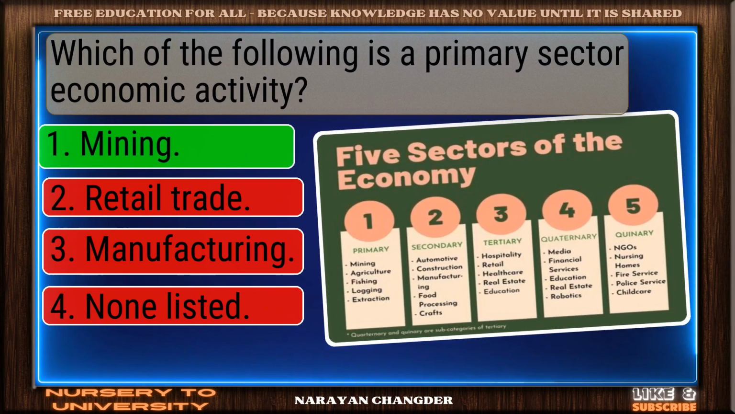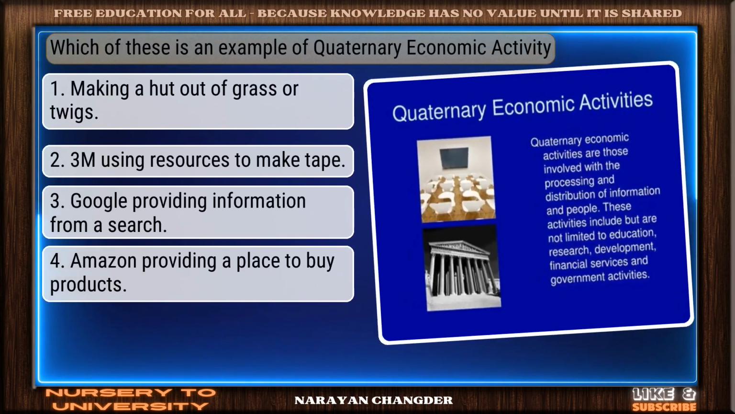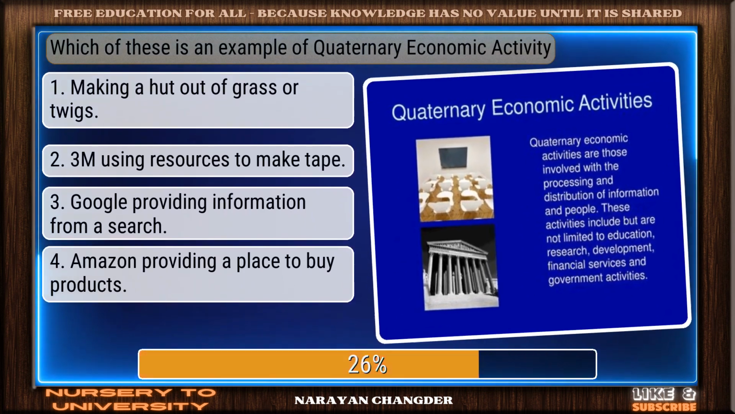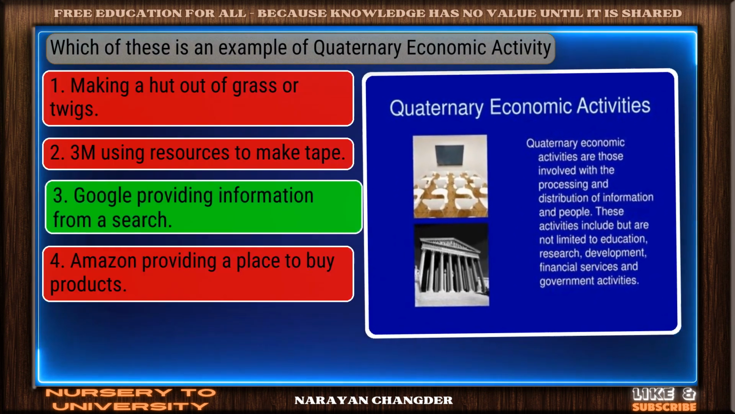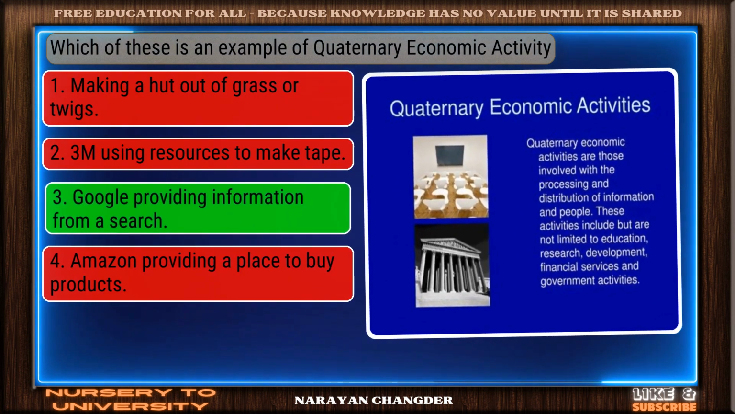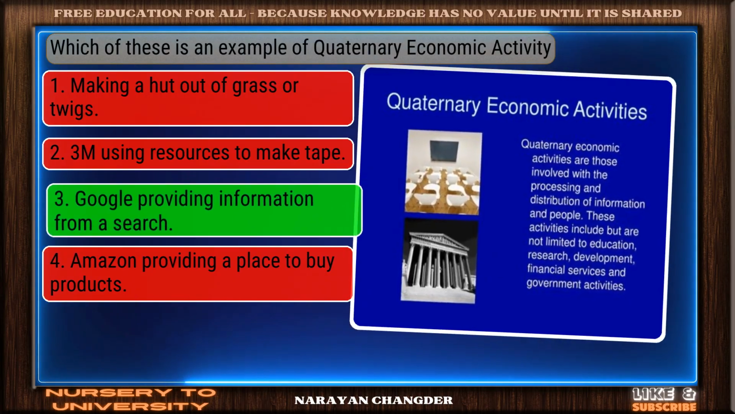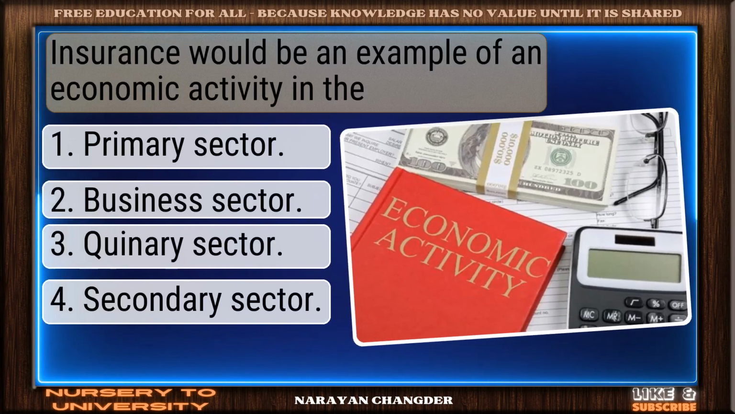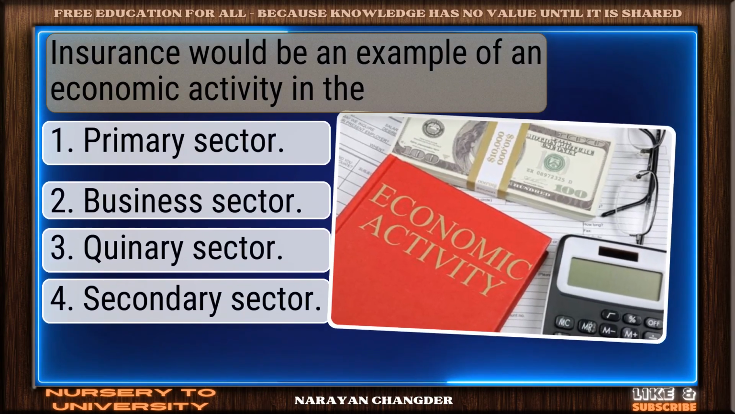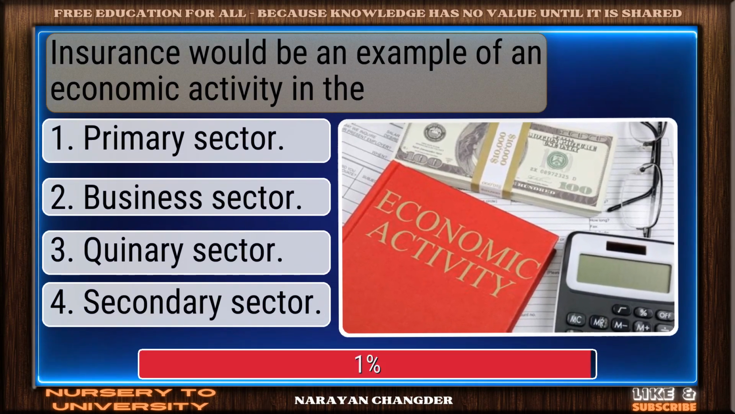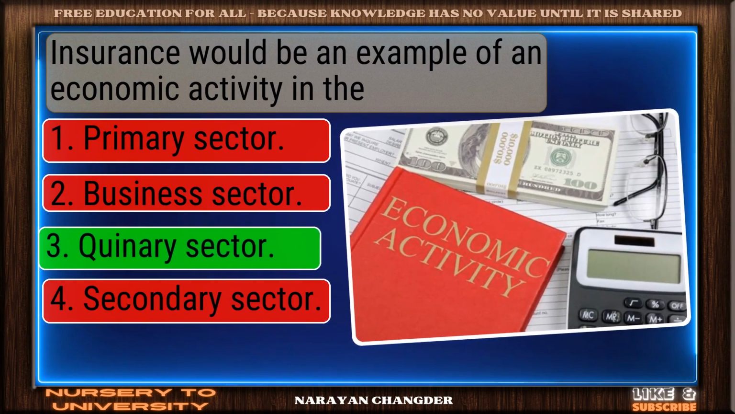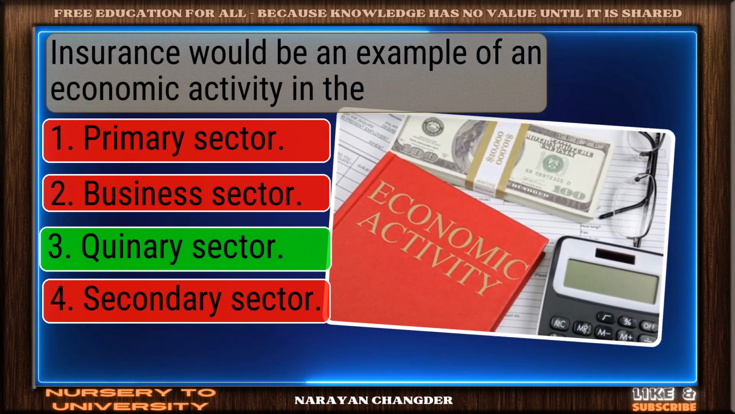Valid point. Mining is true. Which of these is an example of quaternary economic activity? On track. Google, providing information from a search, is the correct answer. Insurance would be an example of an economic activity in the great job. Quaternary sector is the accurate answer.